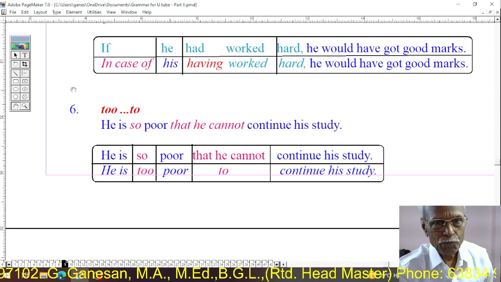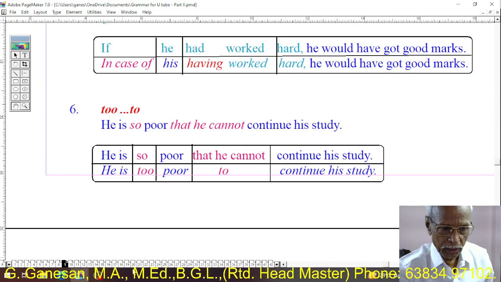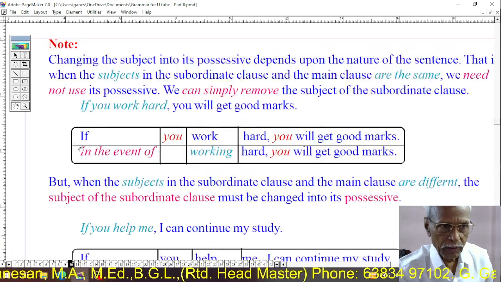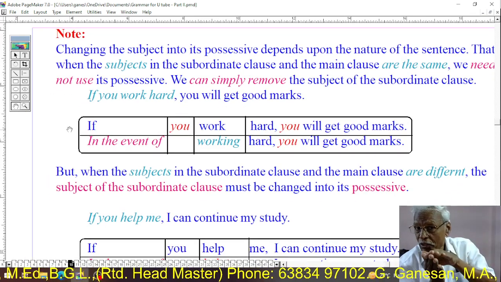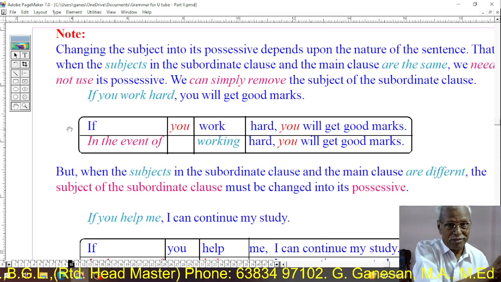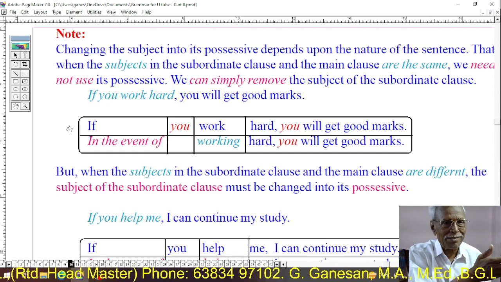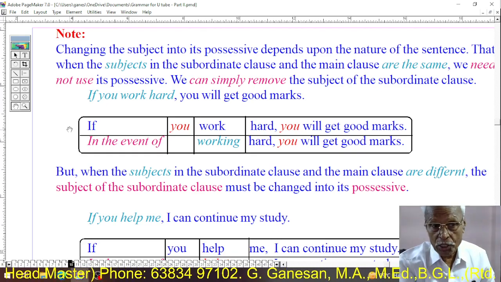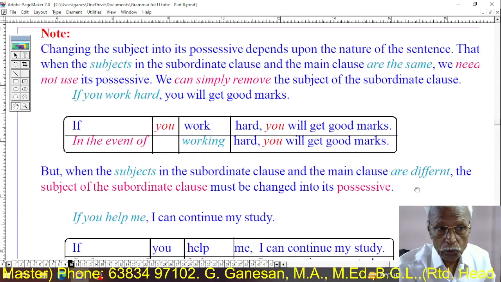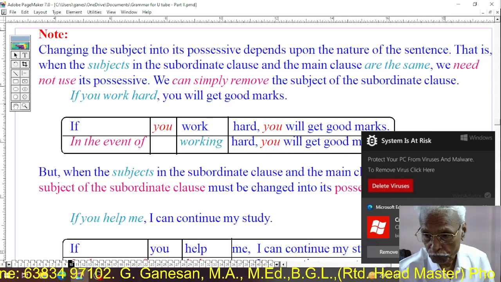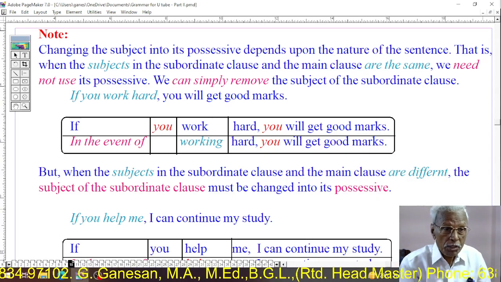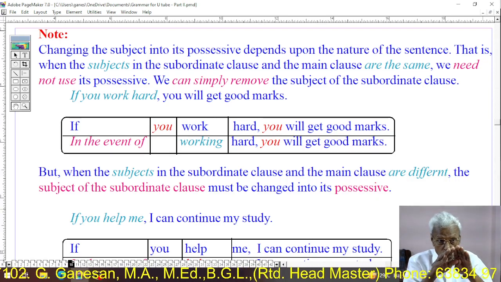Thus we have seen the rules of changing a subordinate clause into a phrase. Six examples I have shown you. So here are some important things that you have to know. My dear students, very important notes.